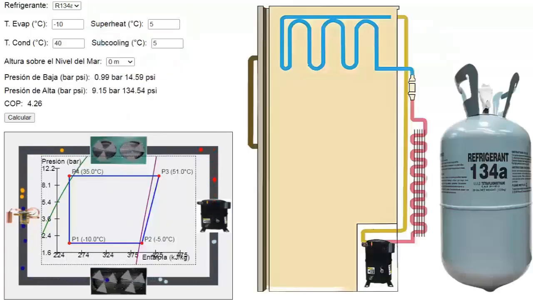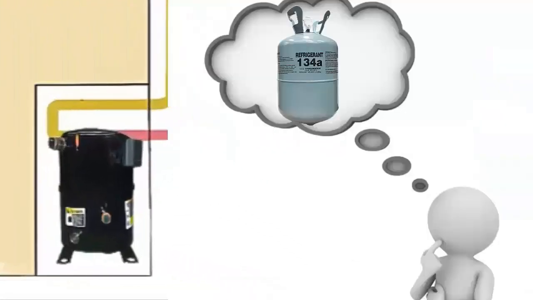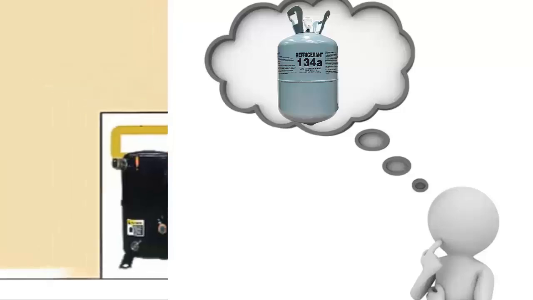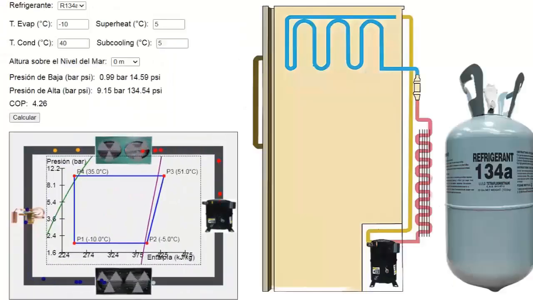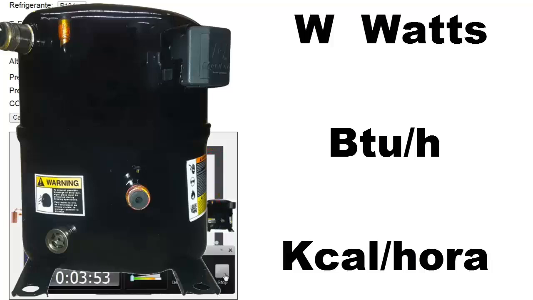Let's begin by stating that the cooling capacity of the compressor depends on several factors, with the main one being the evaporation temperature, which varies according to the equipment application. To determine how much load a compressor can cool, we will use the following units: watts, BTU per hour, and kilocalories per hour. And we'll follow these steps.